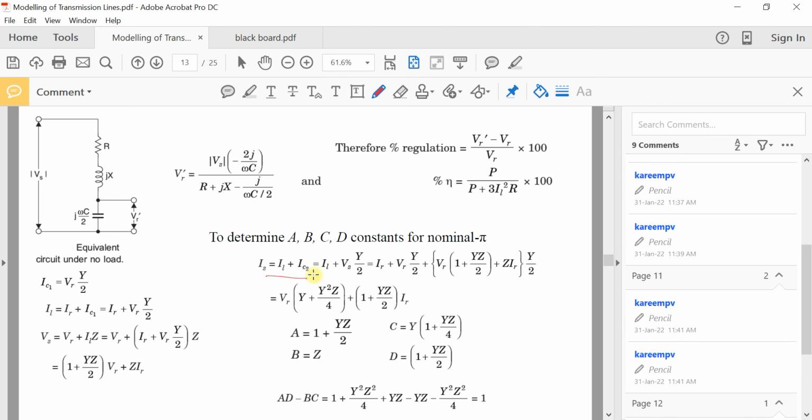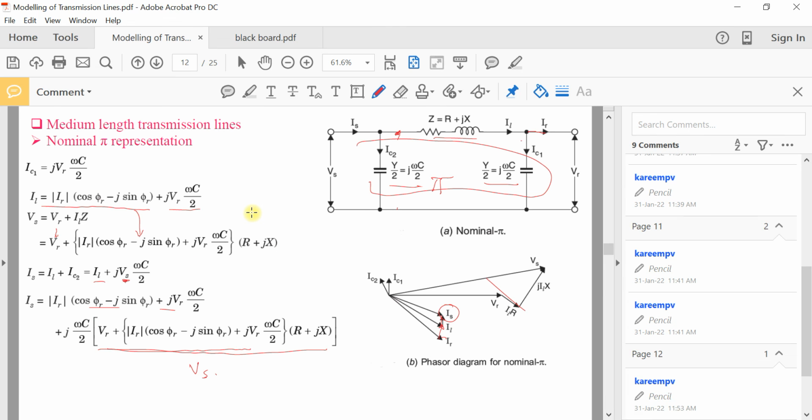So we are getting this expression IL is equal to Vs into Y by 2, and we have already seen IL is equal to IR plus VR into Y by 2. Plus you have the expression for Vs as VR plus IL into Z, which can be obtained from here.